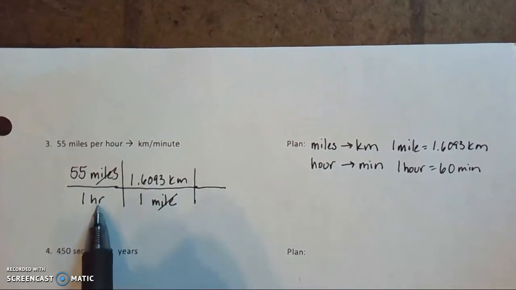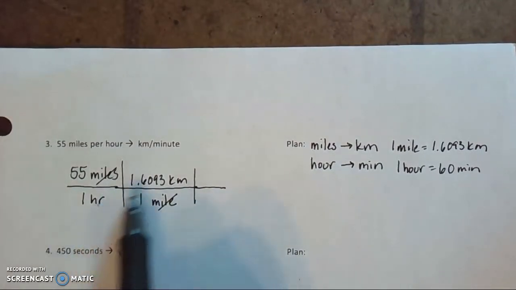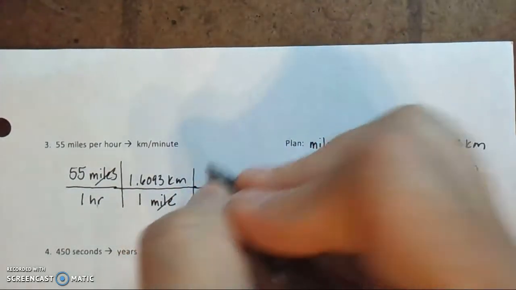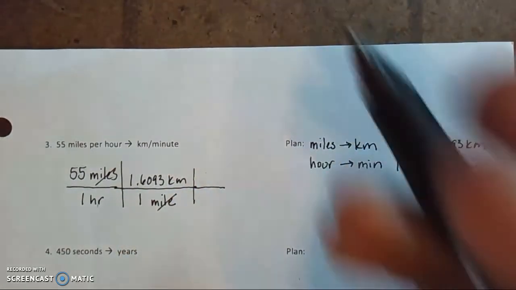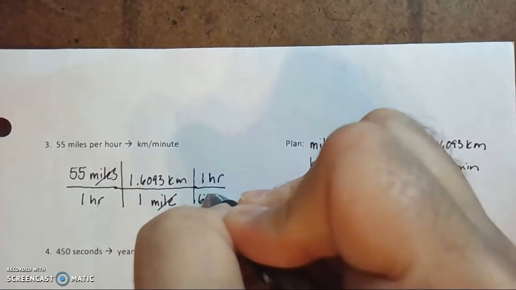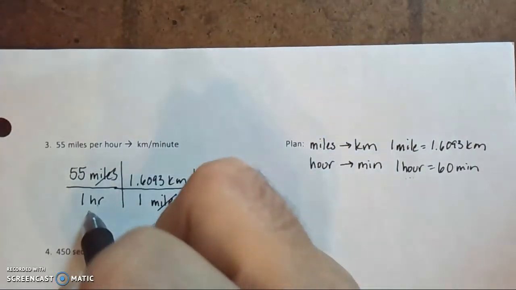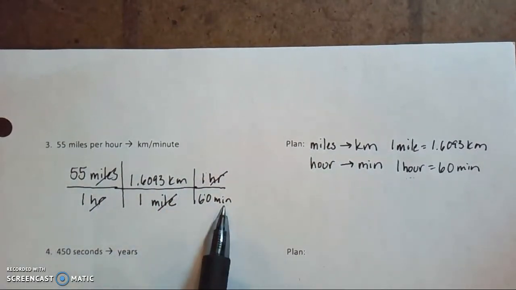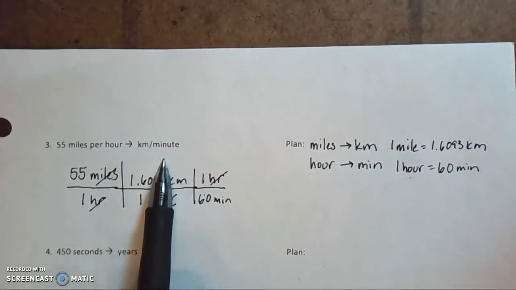But we want to get rid of the units of hours. They're in the bottom. So we're going to put our hours in the top over here so they cancel out. And the number associated with hour is 1. So 1 hour is 60 minutes. And see that our hours cross off. The units that we're left with are kilometers over minutes, which is what we want.